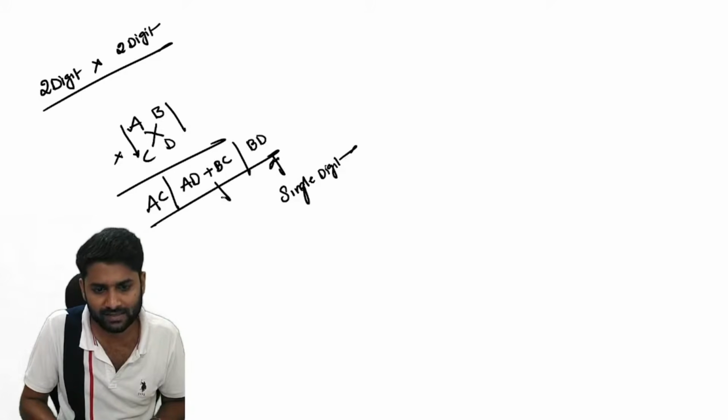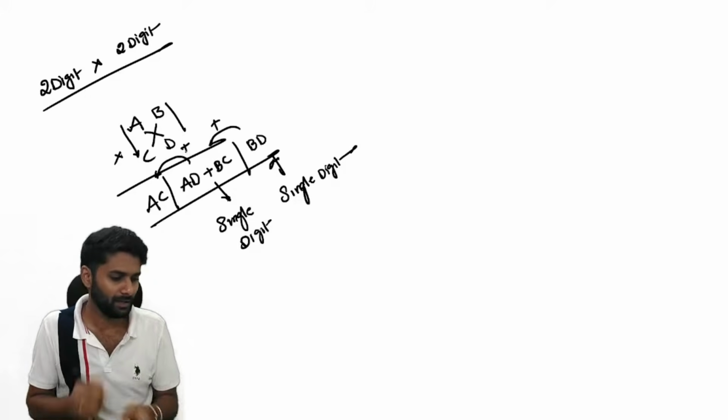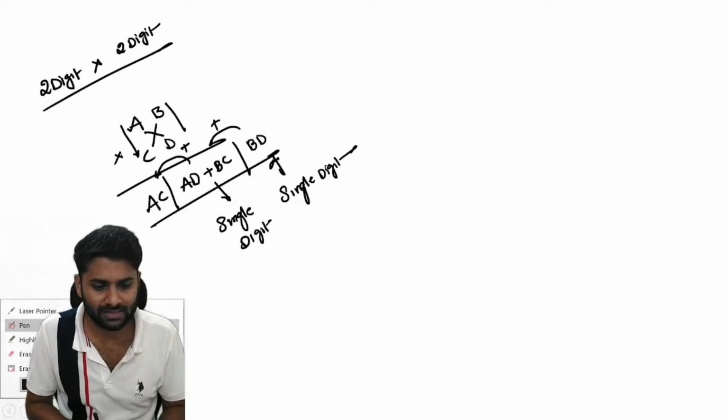Remember that you have to write only single digits every time. Here it is a single digit. Here it is a single digit. If you get any two digits in the resultant, you should carry over. Let me help you out with an example.